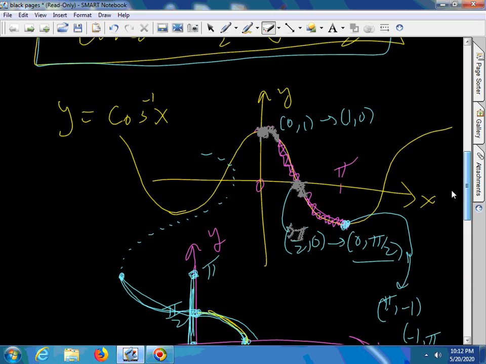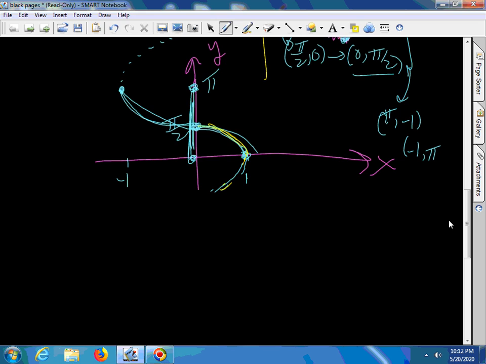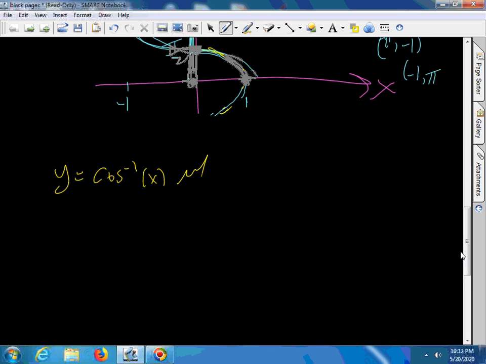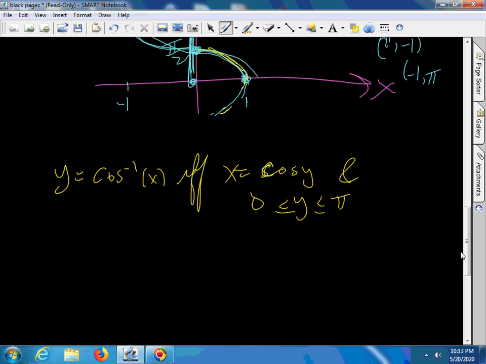We want to make the cosine inverse function, we want to make cosine y equals cosine inverse a function. So, y is equal to cosine inverse of x. I'm going to use the same terminology I used before. If and only if, that is, here is the definition. If and only if x is the cosine of y and y is in between 0 and pi. Okay, it works. It works.